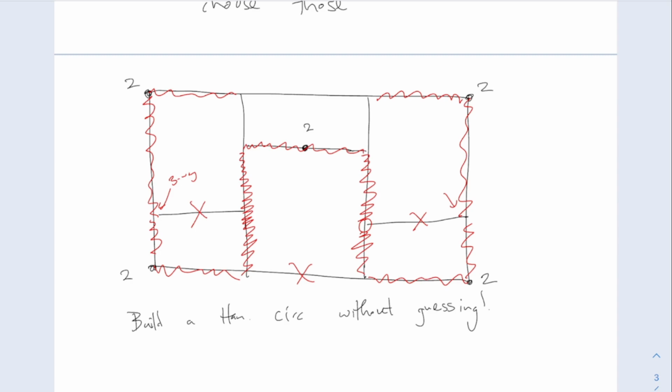I think it is possible to finish here. How? How about the one across the top? I would say the one across the top will make it work.